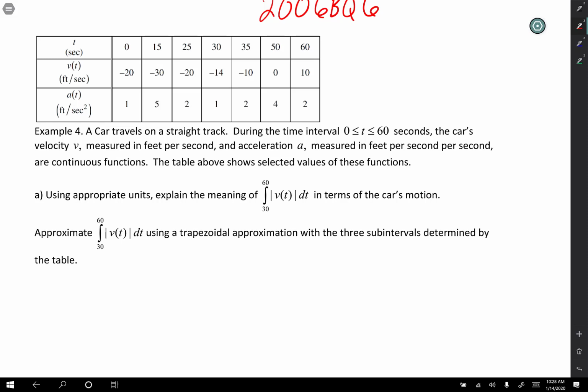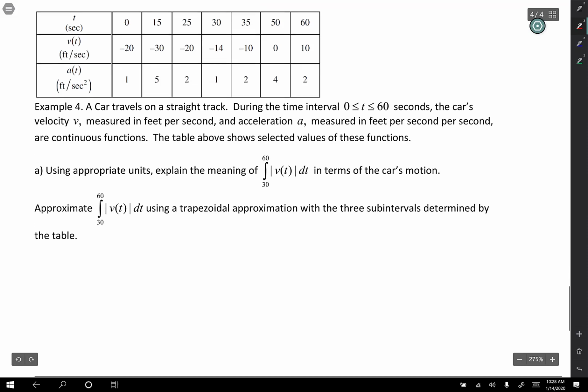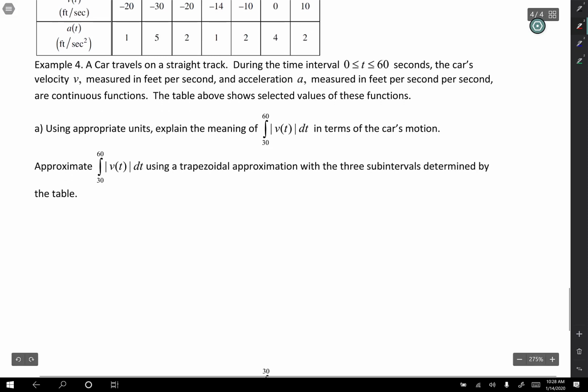All right, example 4. A car travels on a straight track. Okay, so I'm either moving forward or backwards, or left or right, sorry. During this time interval between 0 and 60 seconds, the car's velocity v, measured in feet per second, and acceleration a, measured in feet per second squared, are continuous functions. The table above shows selected values of these functions. Letter A, using appropriate units, explain the meaning of the integral from 30 to 60 of v of t dt in terms of the car's motion. All right, let's answer that first.